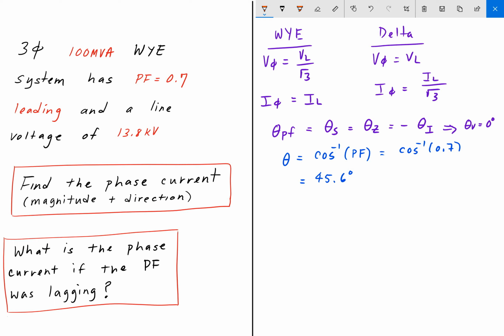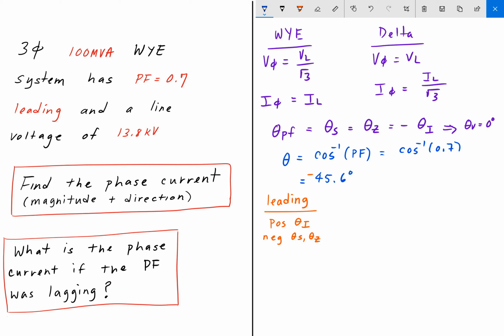If you recall from the last videos, in order to have a leading power factor, we said that we needed a positive theta I. And a positive theta I means that we need a negative theta S, theta Z. And so, because we have a leading system, this angle is actually negative.